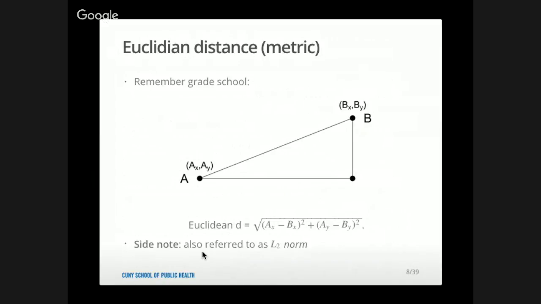So that's all it is. It is the distance in 2 dimensions. We're quite familiar with it. Distance from A to B is just given by the Pythagorean theorem with the horizontal and vertical distances on the short edges of the triangle. By the way, this is also referred to in statistics as the L2 norm. Just so if you see that, you know what they're talking about.